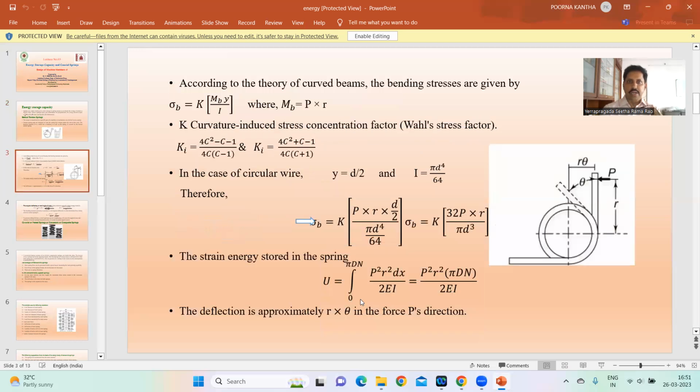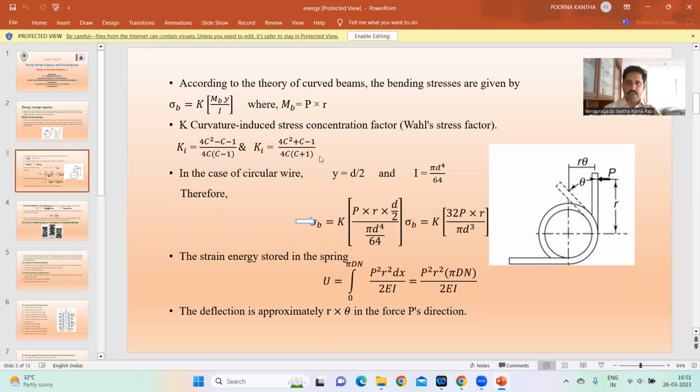Now, according to the theory of curved beams, we know the bending stress: M by I is equal to sigma B by Y. From that, we find the bending stress relation K into M_B Y by I, where M_B is equal to P into R. Here, K is the curvature or stress concentration factor, which can be obtained at the inner fiber as (4C squared minus C minus 1) by 4C into (C minus 1).